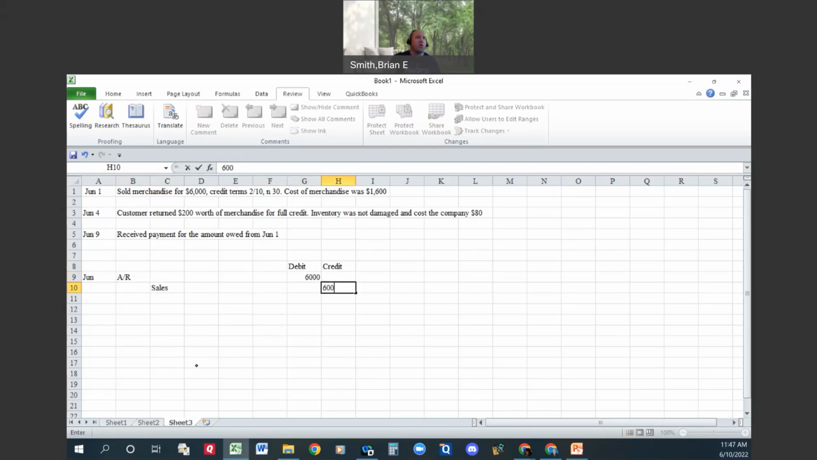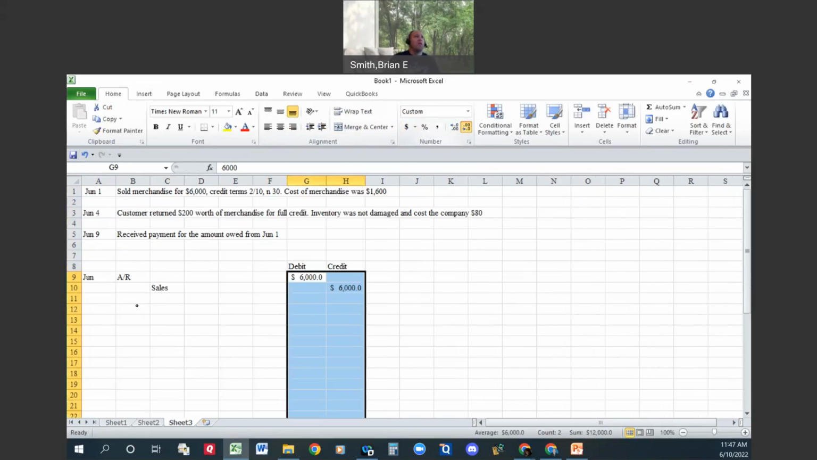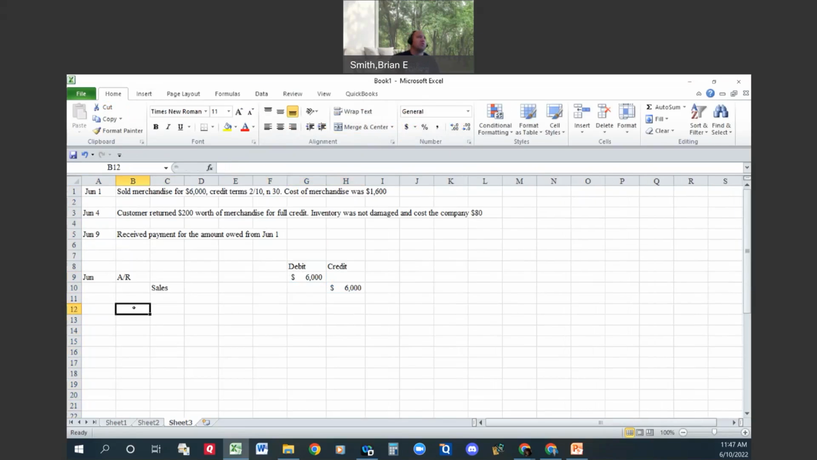Let's make these pretty. All right. Next one. Oops, I guess it would help if we put June 1 there. And then the next journal entry we're going to do is our cost of goods sold and merchandise inventory. Okay, cost was $1,600. Okay, easy peasy. June 4th.